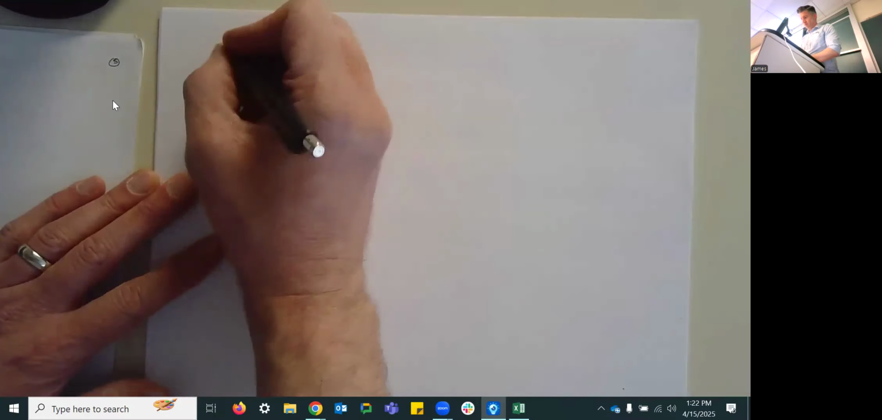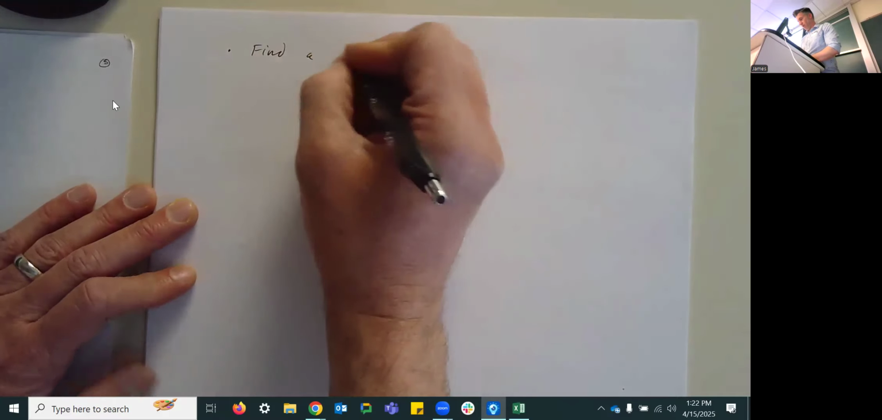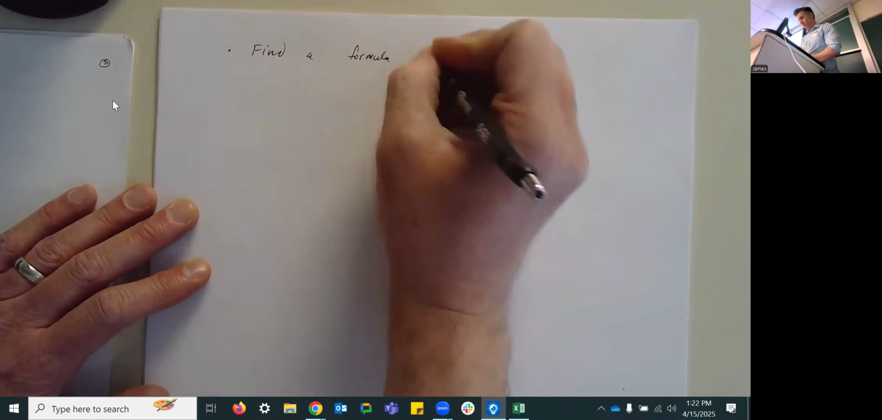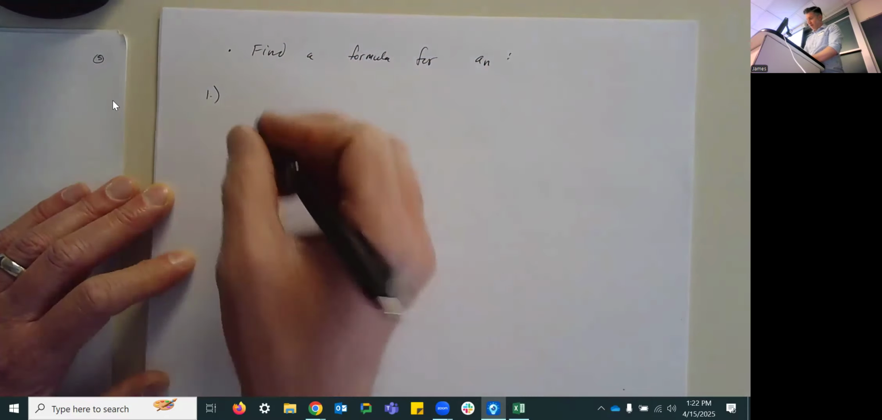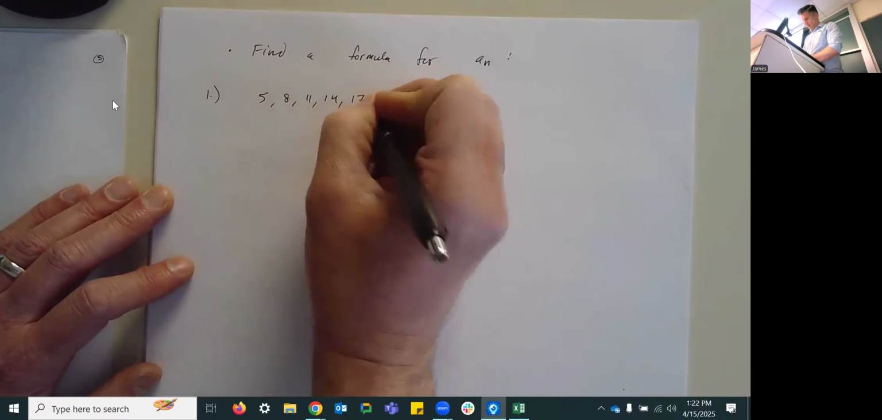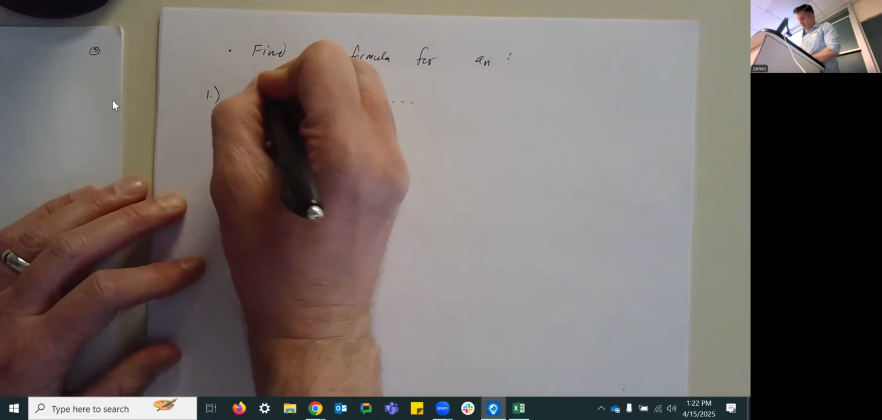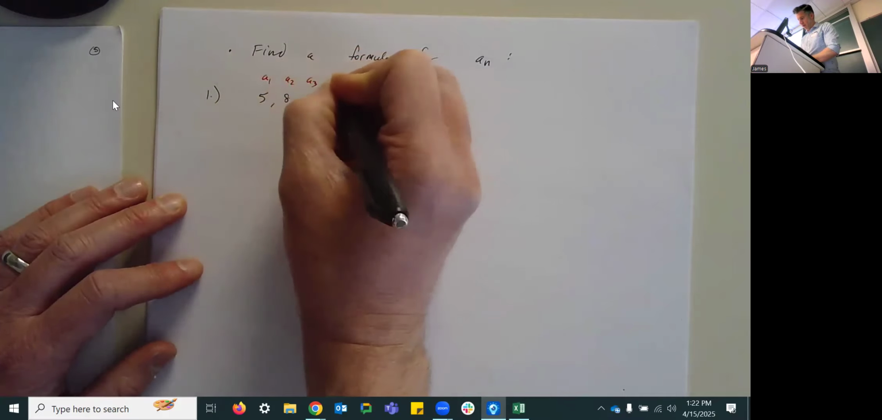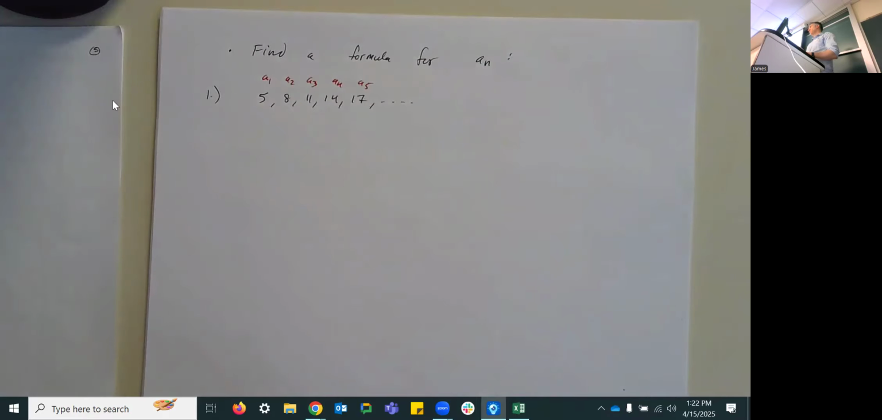One more thing we do with sequences and series eventually is we want to find a formula for the sequence. So if we were given the first few terms, say like 5, 8, 11, 14, 17, it's good to say where we're starting. I usually like to call my first term a sub 1, and then a sub 2, a sub 3, a sub 4, a sub 5. Although really, you could start at a sub 0 if that made more sense to you, or anywhere. But usually we start at the 0th term or the first term, because that's just typical.